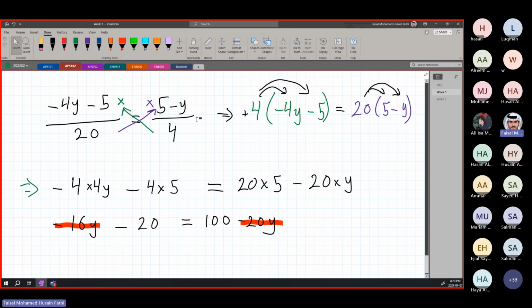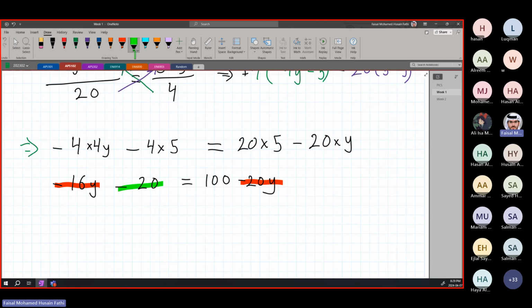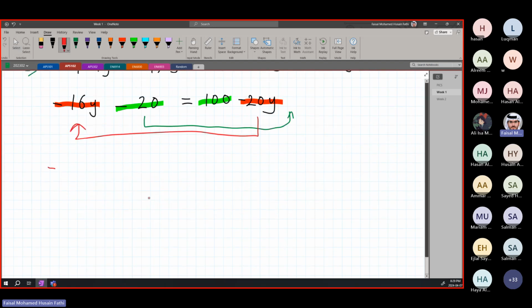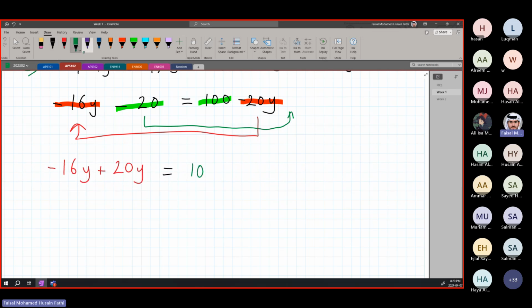The things that are with the y, we need to put them on one side. The things that are without any y's or any x's or any variable, we take them to the other side. So we take the 20 to the side with the minus 20, and the minus 20y, we will take it to this side. So minus 16y, this is minus 20, so it will become plus 20y here is equal to 100. This is minus 20 on the other side, so it will become plus 20 over here. Now we can simplify. Minus 16 plus 20 is just 4y is equal to 100 plus 20 is 120.